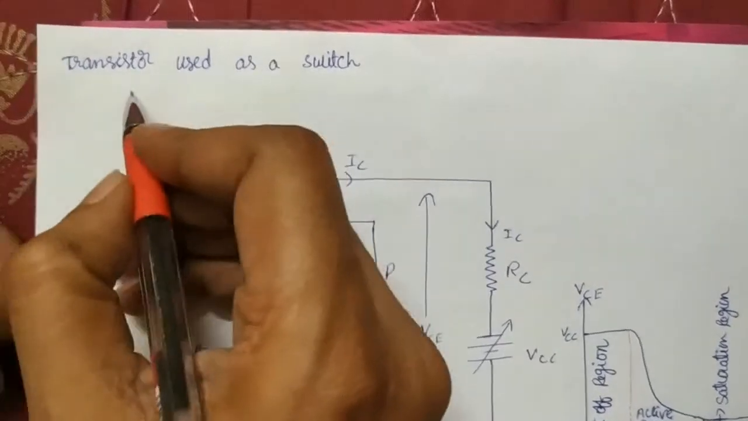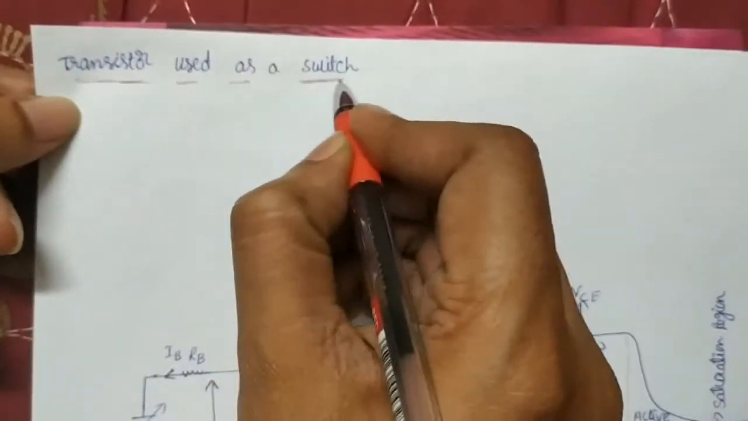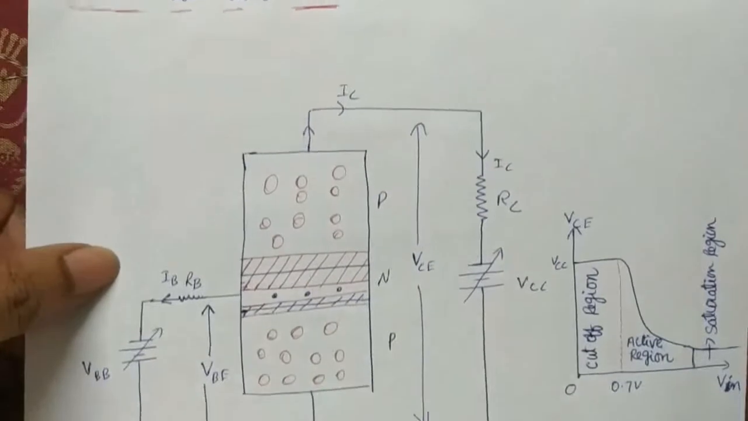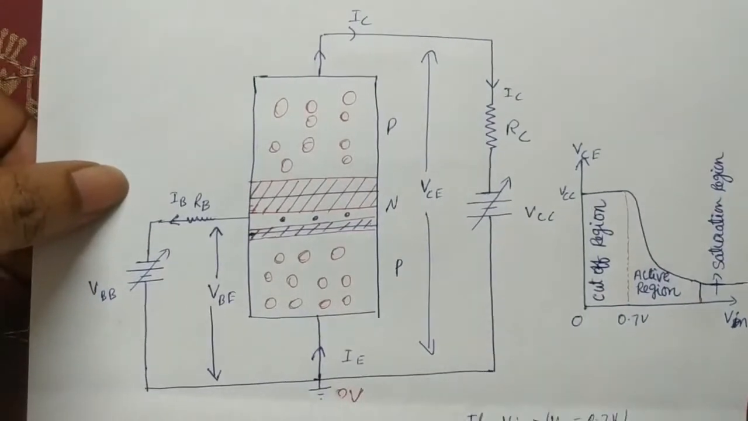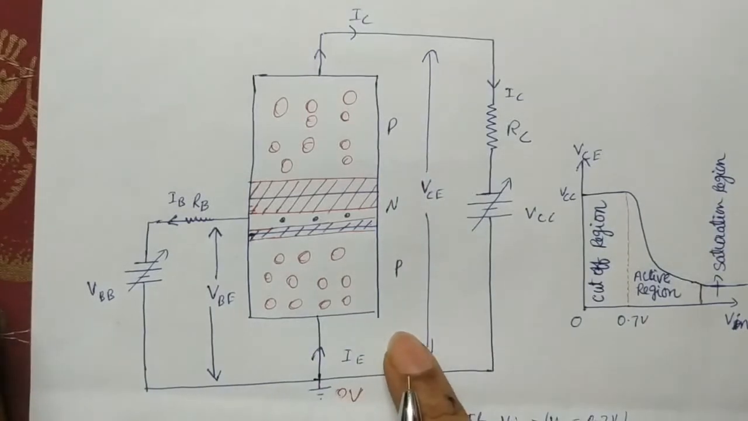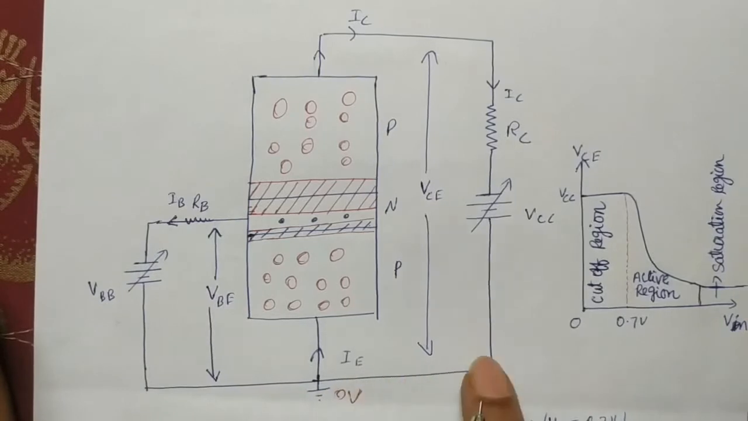In this video, we'll see about a transistor used as a switch. So here you see the circuit diagram of a transistor. This is a PNP transistor we choose, and here this is a common emitter configuration. Emitter is common for input and output.